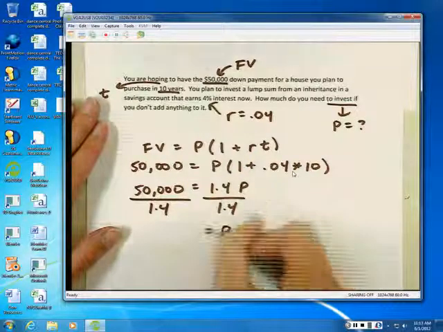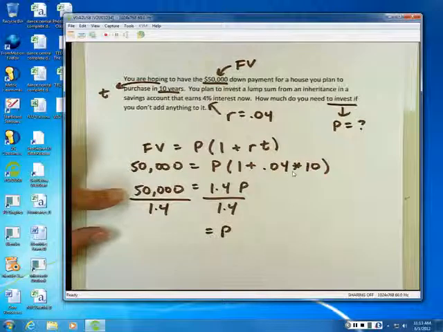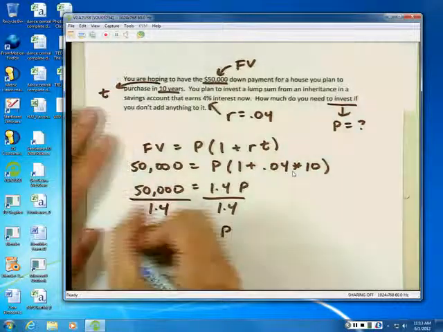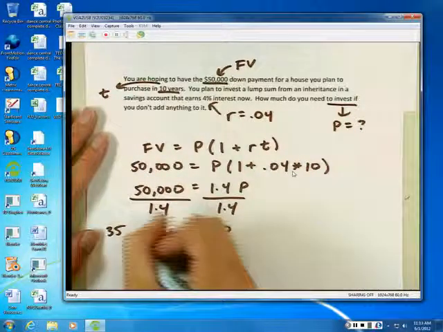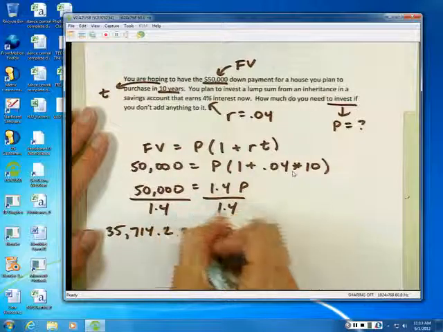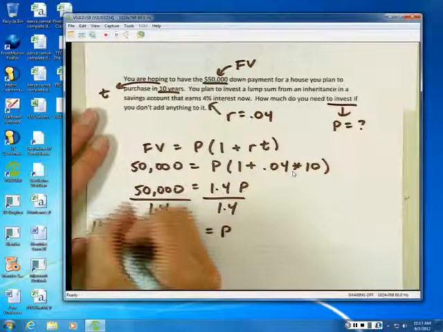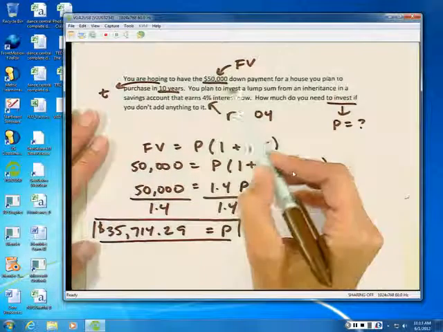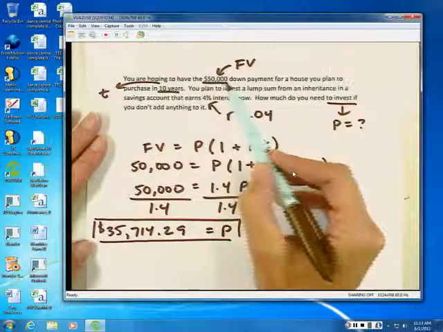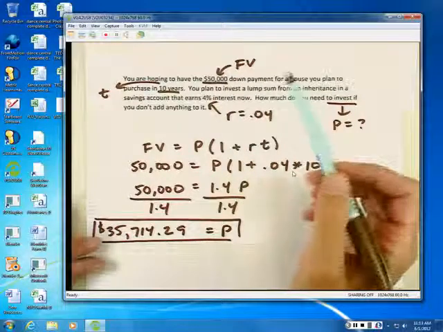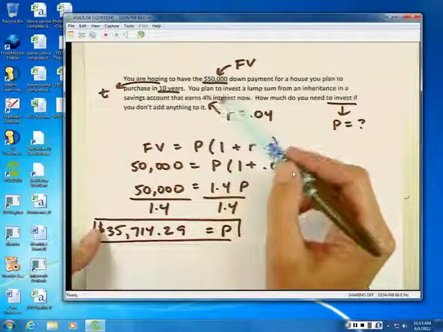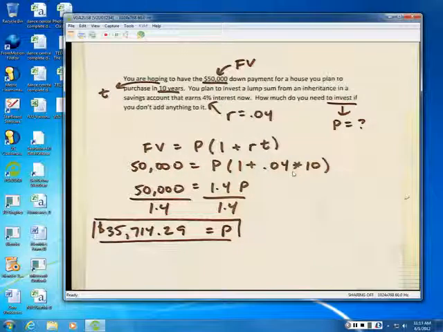So P, that initial lump sum that you're going to invest, is $50,000. $50,000 divided by 1.4. And it says that you need to start off with $35,714.29 in that savings account now at 4% interest to have $50,000 10 years down the road. Think about it. It's just going to sit there at 4% interest, which is okay interest, but not great, and it's just going to earn about $15,000 over 10 years.